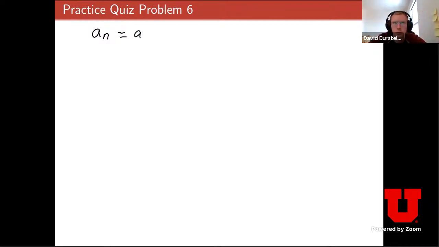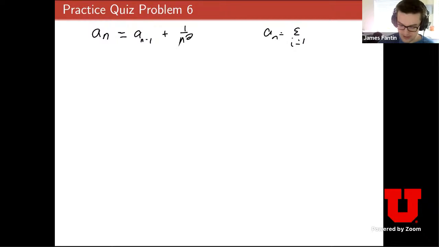For this step, we start with a sub n, and we want a string of equalities that ends up with b sub n. What do we know a sub n is equal to? It's equal to a sub n minus 1 plus 1 over n squared, because we defined a sub n as the sum from i equals 1 to n of 1 over i squared. So we have the sum of the n minus 1 terms, and then we add in the nth term. Then from the induction hypothesis, we know that a sub n minus 1 is less than or equal to b sub n minus 1.